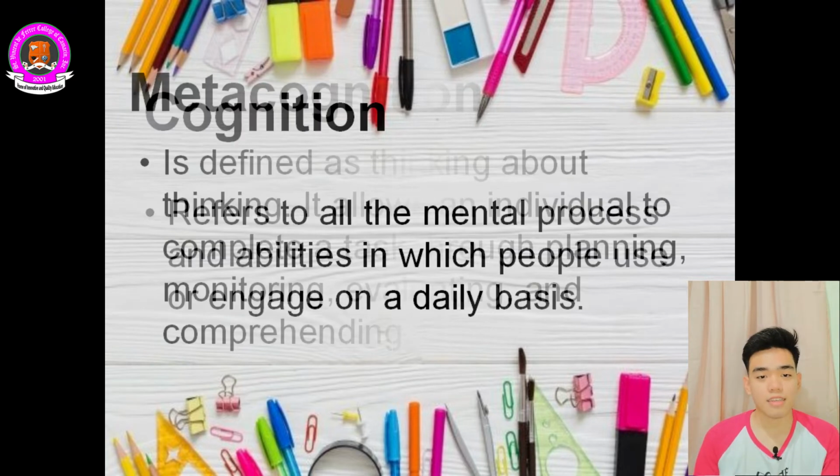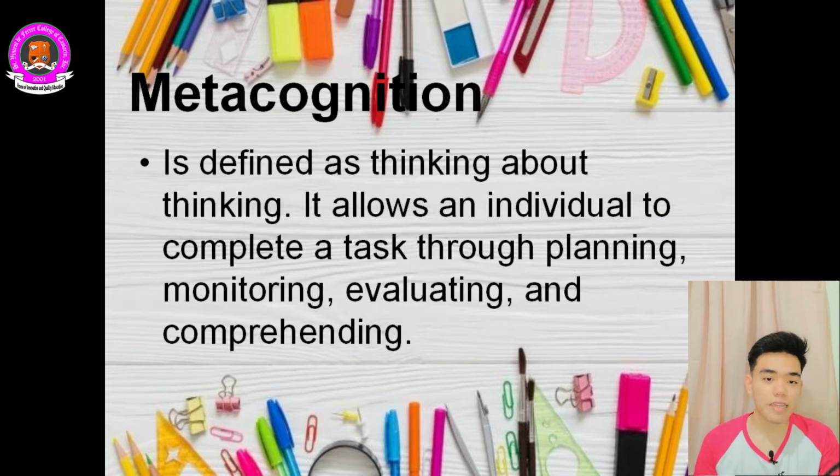So next slide, metacognition is defined as thinking about thinking. It allows an individual to complete a task through planning, monitoring, evaluating, and comprehending. It is one's ability to use prior knowledge to plan a strategy for approaching a learning task or steps to solve a problem. It helps learners choose the right cognitive tool for the task and plays a critical role in successful learning.